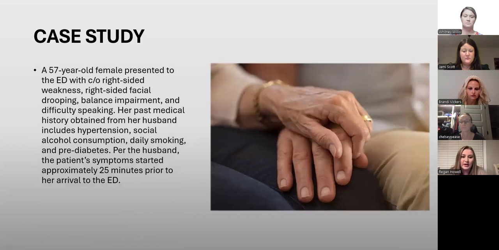And we have a case study. A 57-year-old female presented to the ED with complaints of right-sided weakness, right-sided facial drooping, balance impairment, and difficulty speaking. Her past medical history obtained from her husband includes hypertension, social alcohol consumption, daily smoking, and prediabetes. Per the husband, the patient's symptoms started approximately 25 minutes prior to her arrival to the ED.